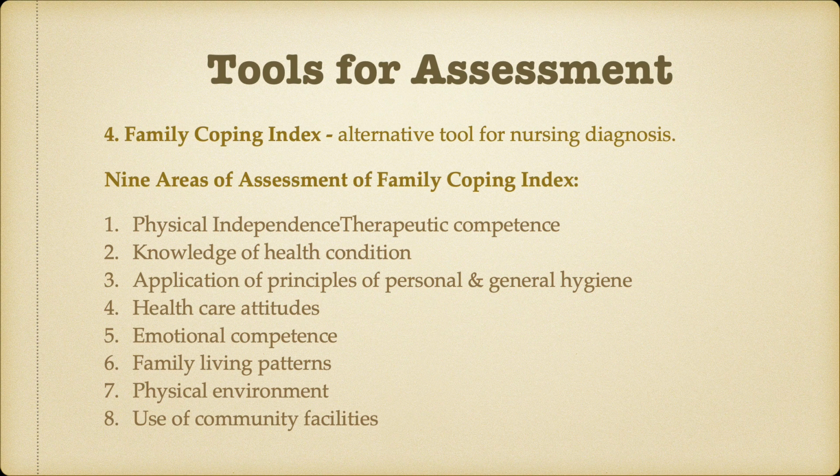8 is physical environment, which includes home, school, work, and community environment that may influence the health of family members. Then 9 is the use of community facilities, and this is the ability of the family to seek and utilize as needed both government-run and private health, education, and other community services.